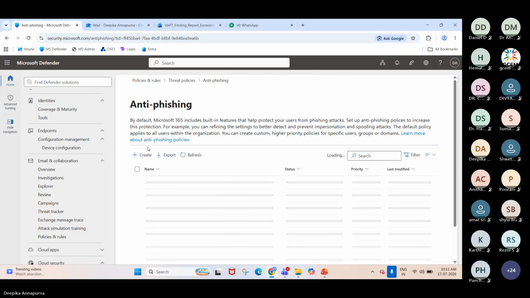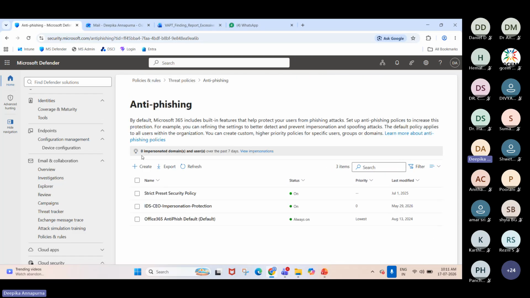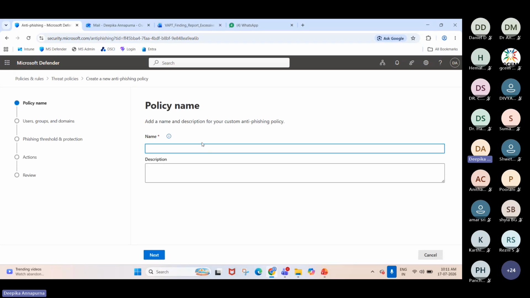Okay, so here you can create a policy. So we have CEO impersonation protection. This policy we have made on May 29th. Okay, we have Office 365 anti-phish. By default it is by Microsoft 365. So, and another policy, this is strict preset security policy. We can create another policy if we want to. We can name it. Okay.